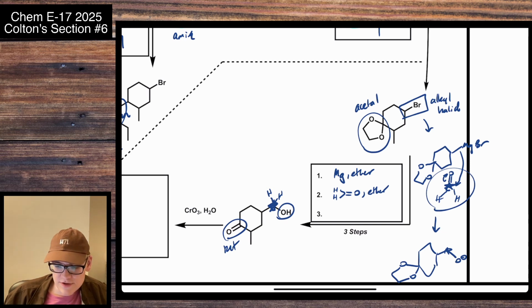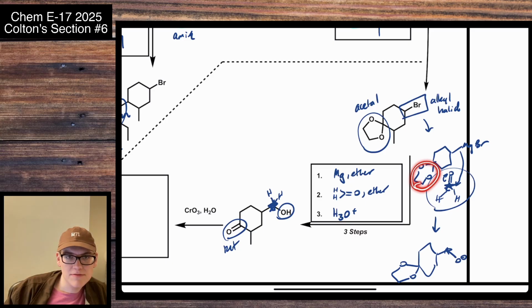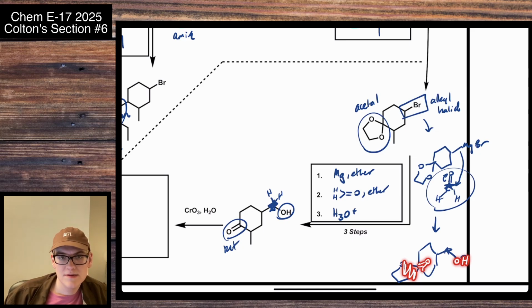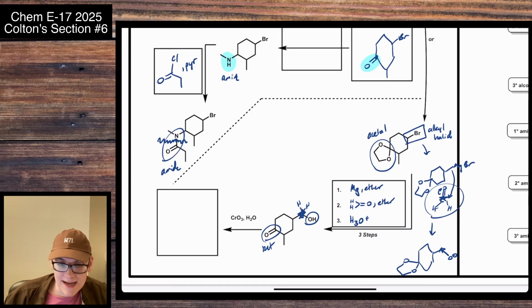So now we need to do the workup from the Grignard, which is H3O+. But H3O+ is also what we use to remove an acetal. So H3O+ is going to protonate over here, make that OH, and it's going to turn this into the carbonyl version. So doing our acetal hydrolysis. So that accomplishes a lot in one step.